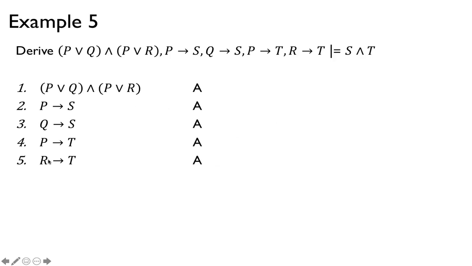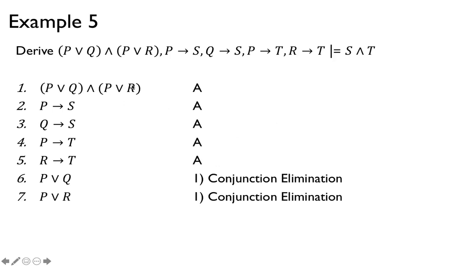Okay, so the first five are all assumptions. And then notice that because we have an and here, we can use conjunction elimination, eliminate this, and then infer one of the conjuncts. So this is P or Q. This is from sentence 1. And then for the same reason we can also infer P or R.